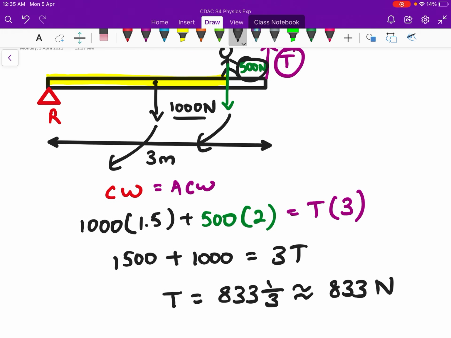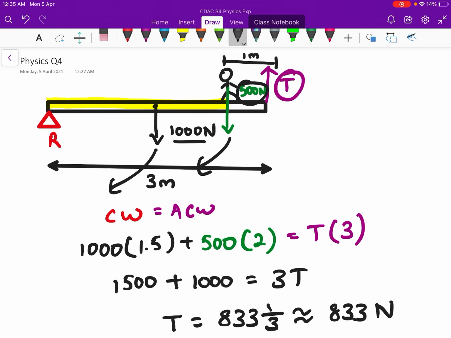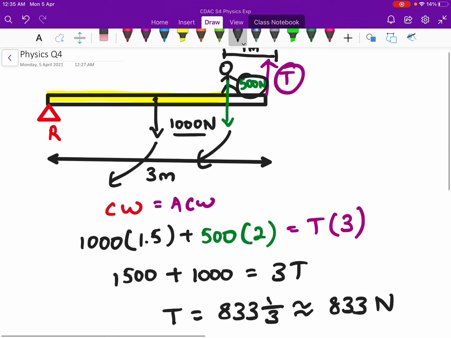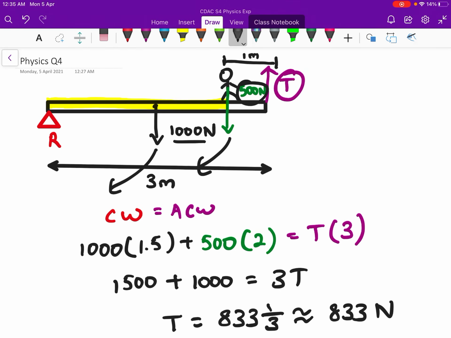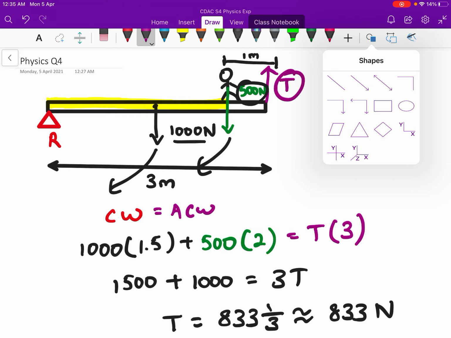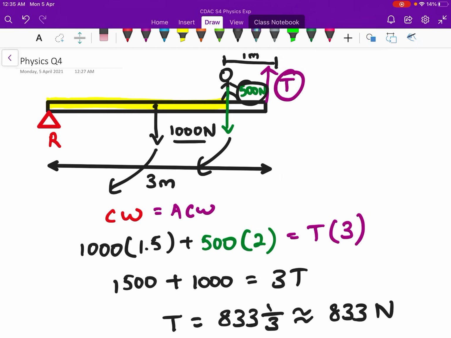Now we want to find the force R acting on the plank. There are two ways to solve this question. The first method is the fastest way, and the second method is a slower way. I'll use the first method first. Let me put back the pivot and remove the force T. Now I want to find force R.